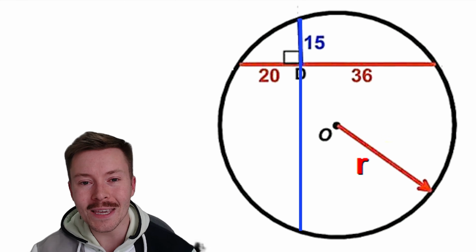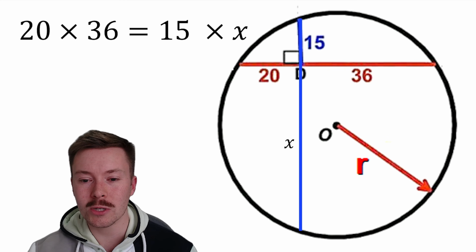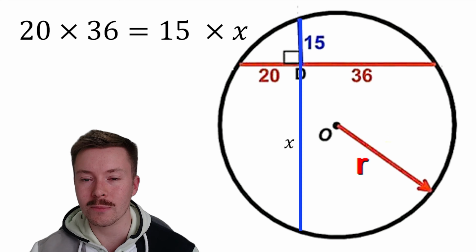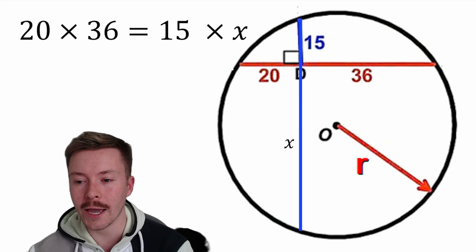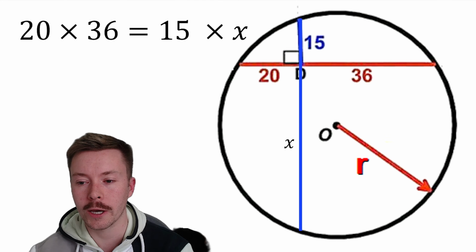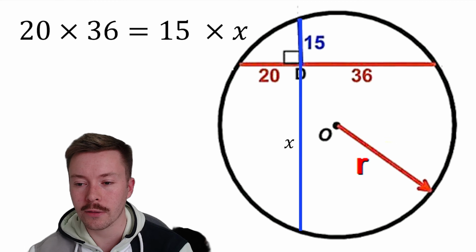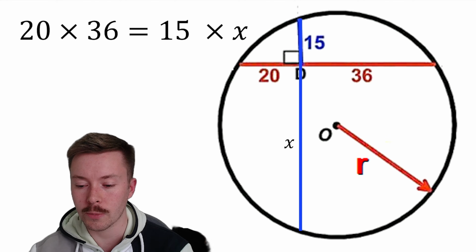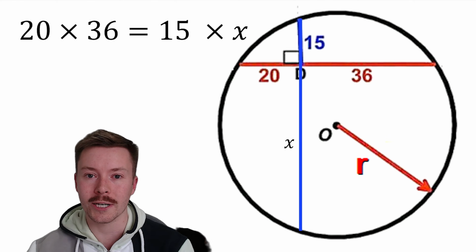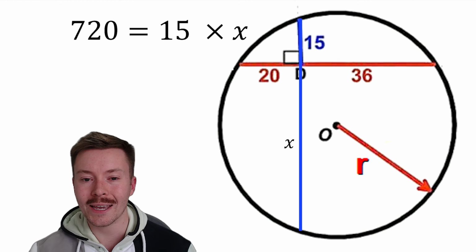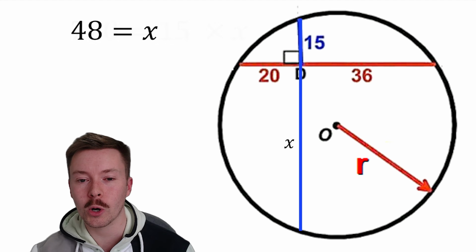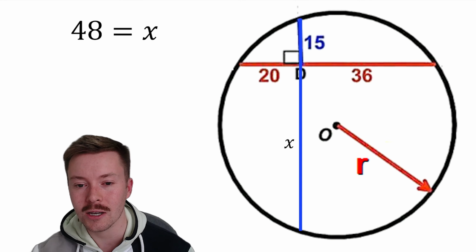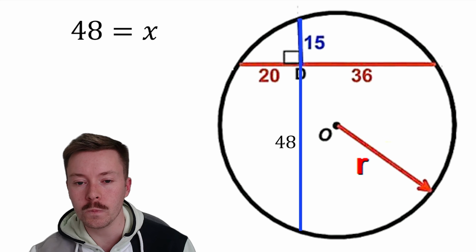So what that means is that 20 times 36 would be equal to 15 times x, where x is this other length of the chord that we want to work out. So 20, this length here, times by 36 is equal to 15 circumference to the point, times by circumference to the point, which we've called x. So that gives us 720 is equal to 15 times x. Divide by 15 on both sides, we get 48 is equal to x. Now let's put that on the diagram like so.